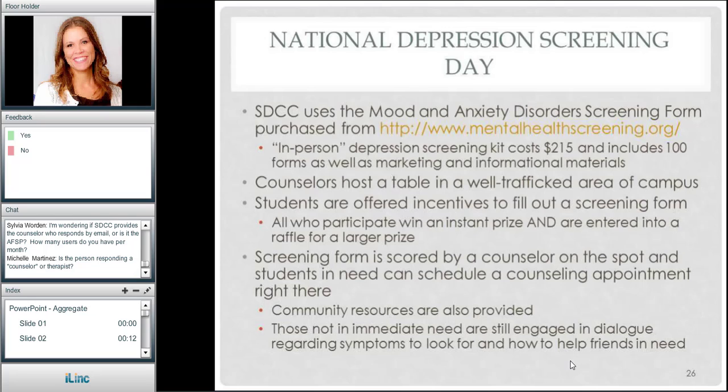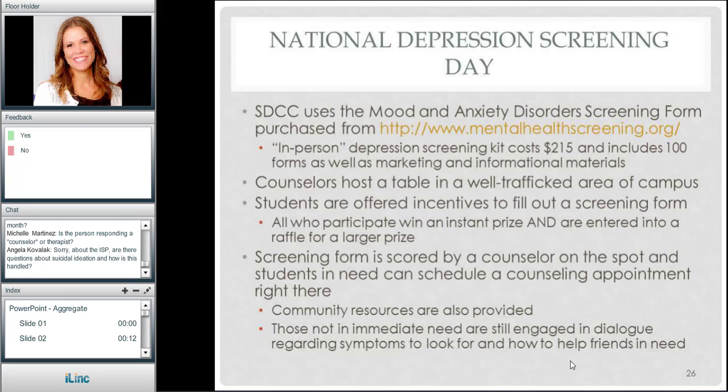And then for, I think it's like $30 or $40, you can get extra screening forms. So that $215 covers 100, and then we usually order a couple extra packets of the screening forms each year. And the tool that they use, they call it the Mood and Anxiety Disorders Screening Form. We really like it because it takes probably 10 to 15 minutes to fill out.